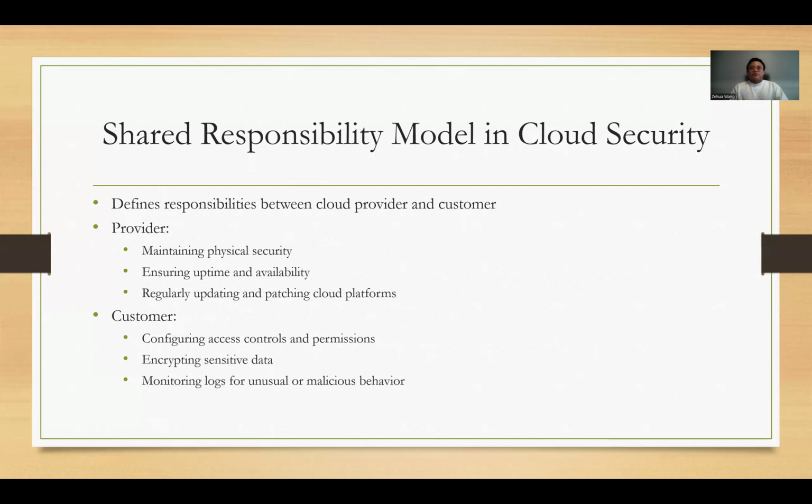On the provider side, responsibilities include maintaining the physical security of the data center, including surveillance and access control, ensuring uptime and availability through redundancy and robust disaster recovery mechanisms, and also regularly updating and patching the cloud platform. The responsibilities for the customer include configuring access control and permissions to prevent unauthorized access, encrypting sensitive data before uploading it to the cloud, and lastly, monitoring logs for unusual or malicious behavior.